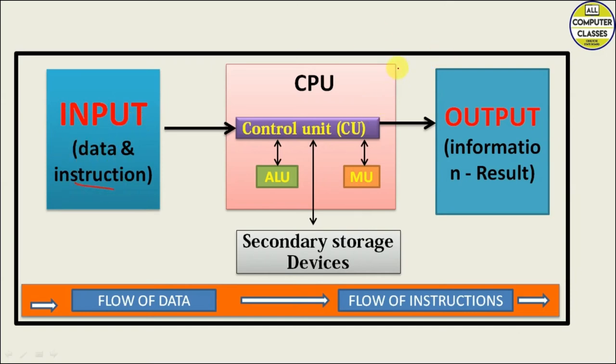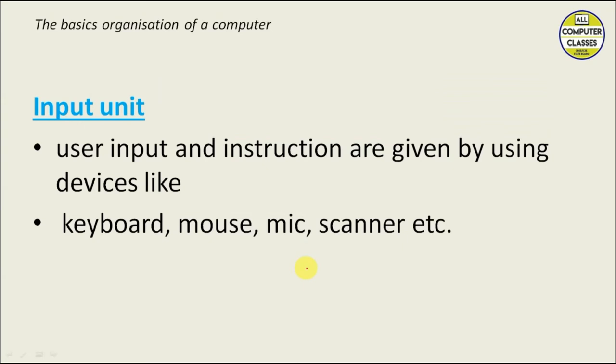Okay, and what are the components of CPU? So CPU contains 3 main working units, that is control unit, then memory unit, and arithmetic logical unit. So CPU is made up of these 3 things mainly. So all these 3 things work and process the data which is given by the input and give the output. Okay, and the output is also stored, right? So the continuous flow of data and flow of instruction takes place in the computer. Now what is input and how it is given? So the user input and instructions are given by using devices like mouse, keyboard, mic, scanner, etc.